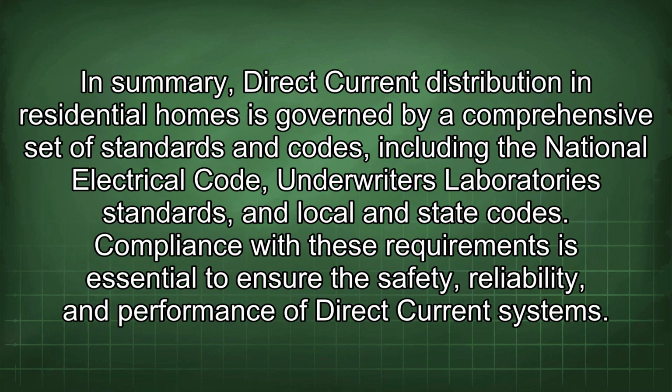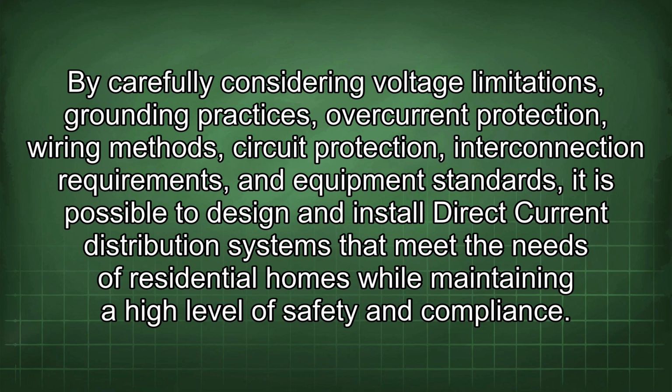In summary, direct current distribution in residential homes is governed by a comprehensive set of standards and codes, including the National Electrical Code, Underwriters Laboratory standards, and local and state codes. Compliance with these requirements is essential to ensure the safety, reliability, and performance of direct current systems. By carefully considering voltage limitations, grounding practices, overcurrent protection, wiring methods, circuit protection, interconnection requirements, and equipment standards, it is possible to design and install direct current distribution systems that meet the needs of residential homes while maintaining a high level of safety and compliance.